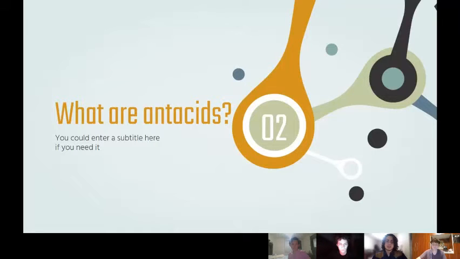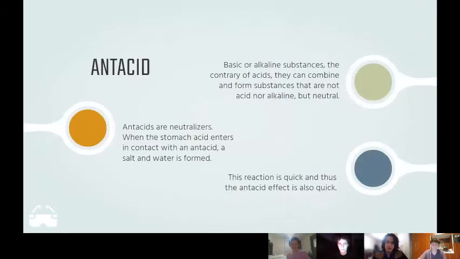Well, continuing with the subjects, we're going to see what the antacids are. Well, antacids are basic or alkaline substances, meaning they are the contrary of acids, but apart from joining themselves to the acids, they can combine and form substances that are not acid nor alkaline, but neutral. For this, it is said that antacids are neutralizers. When the stomach acid enters in contact with an antacid, a salt and water is formed. This reaction quickens, thus the antacid effect is also quick.